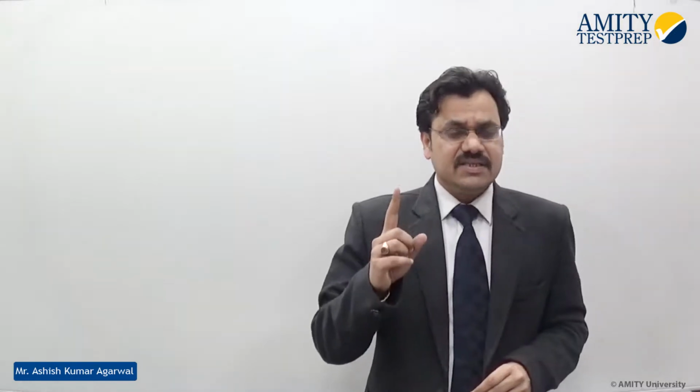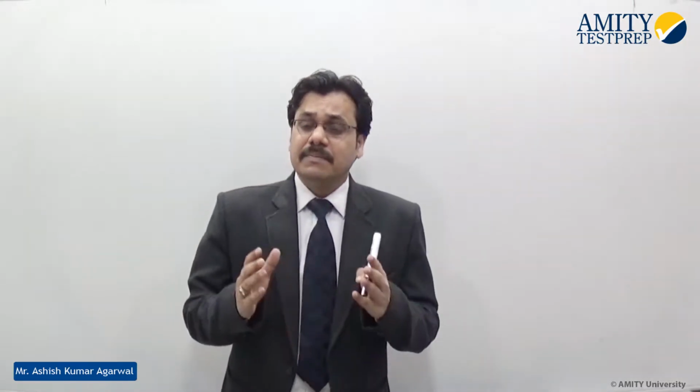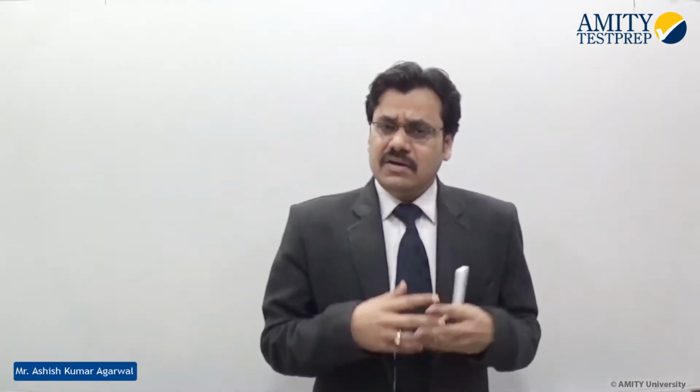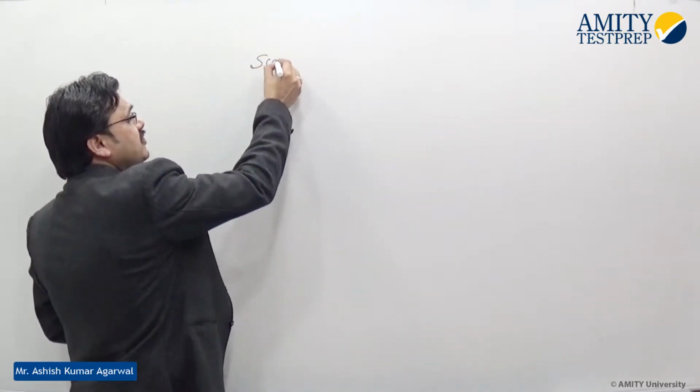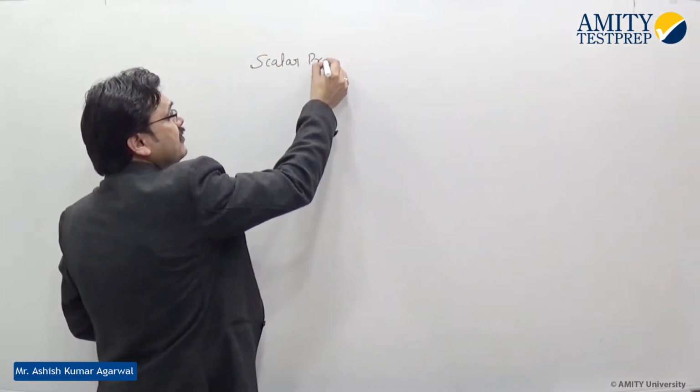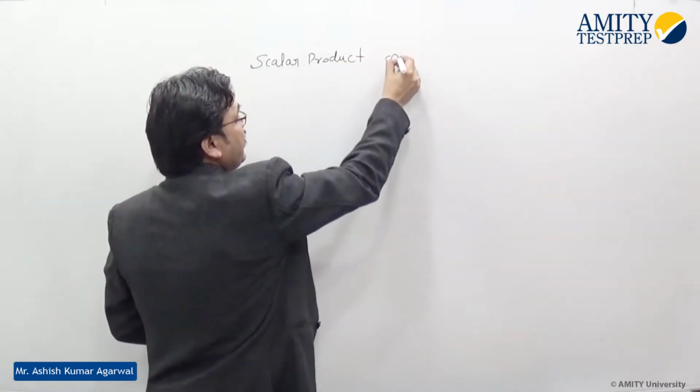The first one is the scalar product, which is also known as the dot product, and the second one, because the resultant is a vector quantity, we term the vector product, or we simply represent it by cross product. We will deal with them one by one. How does a vector quantity multiplied with another vector quantity give us a scalar quantity? That is the scalar product, or you can say the dot product.